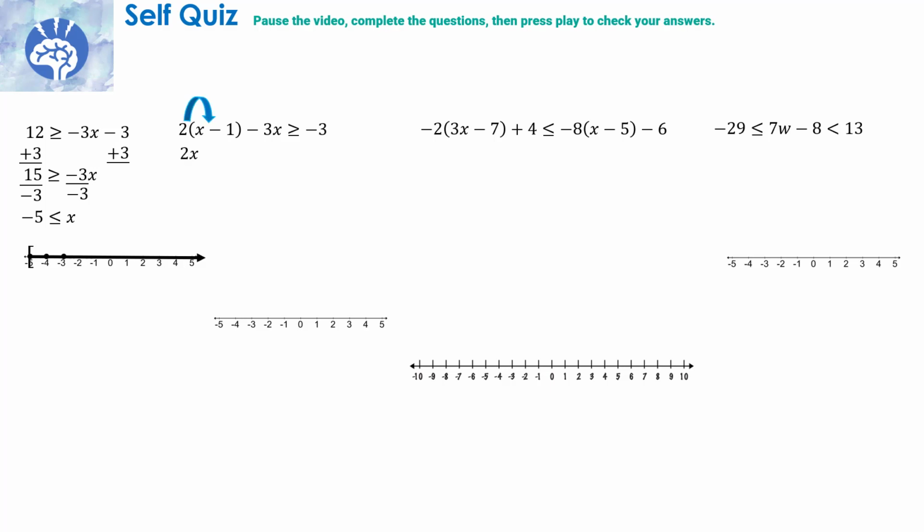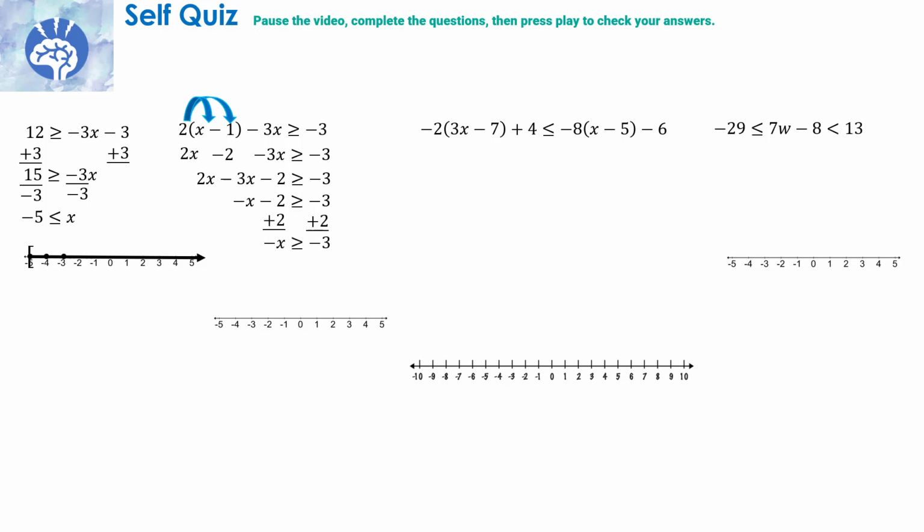2 times x is 2x, 2 times negative 1 is negative 2, and the rest of it stays the same. I like to put like terms next to each other, so that's what I did. That's how I get 2x minus 3x minus 2 is greater than or equal to negative 3. 2x minus 3x is negative x, minus 2 is greater than or equal to negative 3. I need to get negative x by itself. The opposite of subtracting 2 is adding 2.